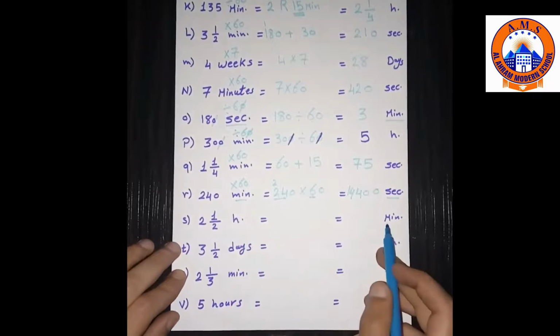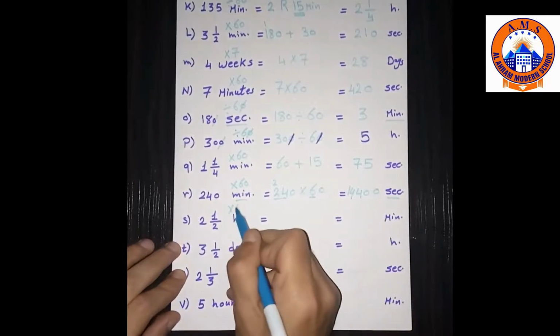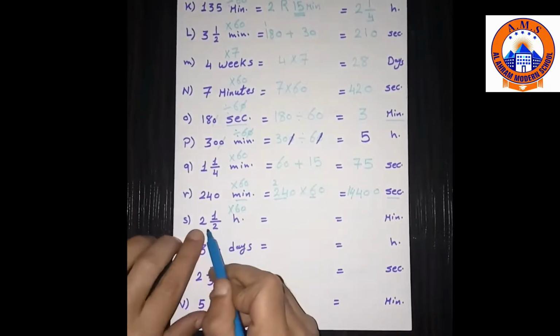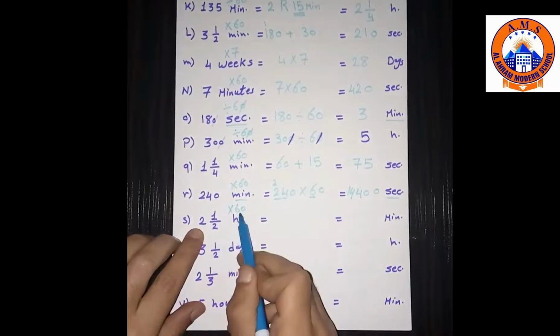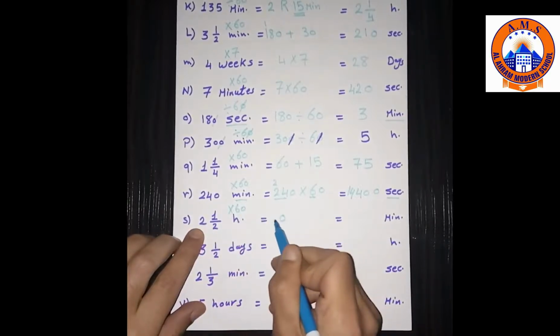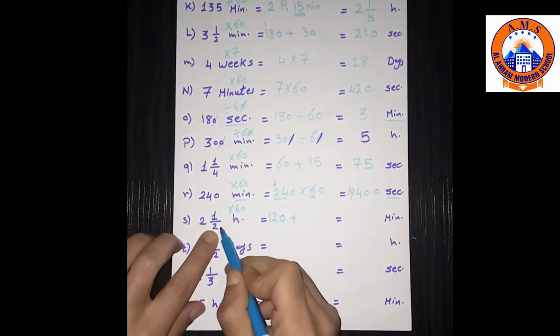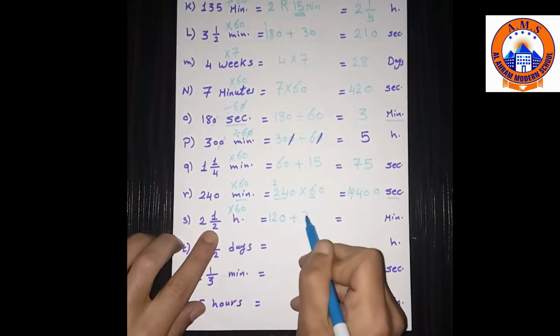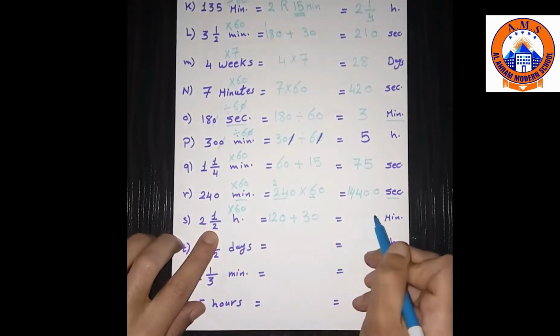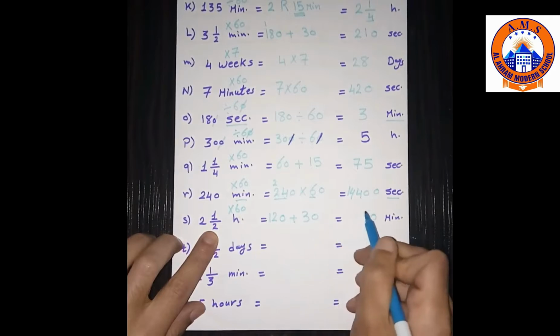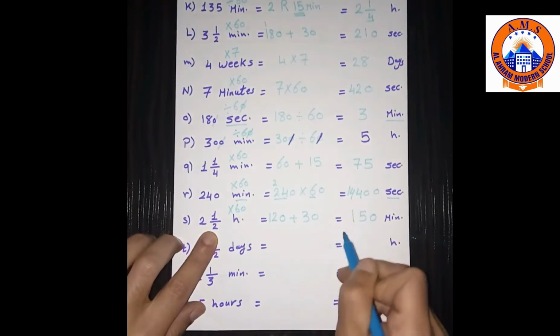Question number B. 2.5 hours equal how many minutes? The hour contains 60 minutes. So only 2 hours, we multiply 2 by 60. 2 by 0 equals 0, and 2 by 6 equals 12. Added to half of an hour. So the half of 60 is 30. Then we add them together. 0 plus 0 equals 0. 3 plus 2 equals 5, and 1.